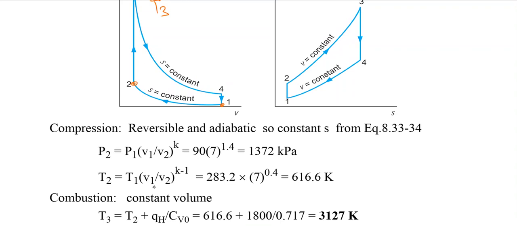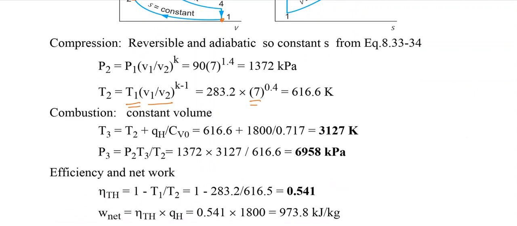T2 would be equal to T1 (V1 by V2) raised to power k minus 1. T1 is 10 degrees centigrade, converting into the absolute scale. Make sure that whenever you are using the ideal gas equation, your temperature must be in the absolute scale. So T1 is 10 degrees centigrade, 283.2 Kelvin, and the compression ratio V1 by V2 is equal to 7. Just putting the values, you can get the temperature of 616.6 Kelvin.